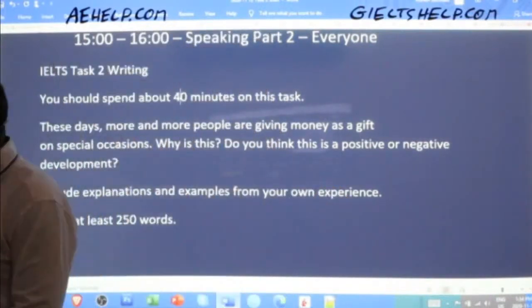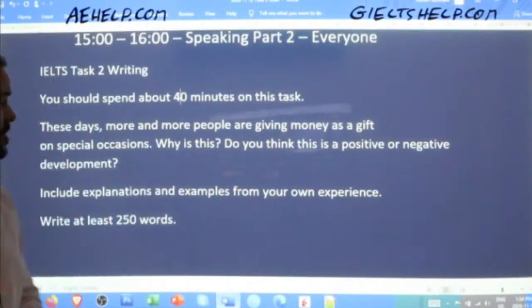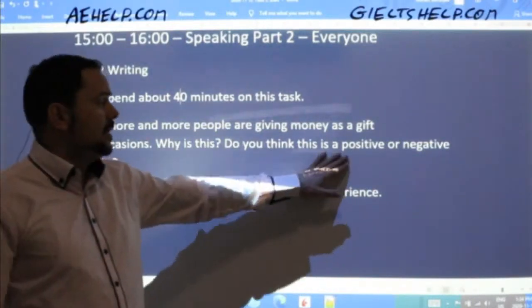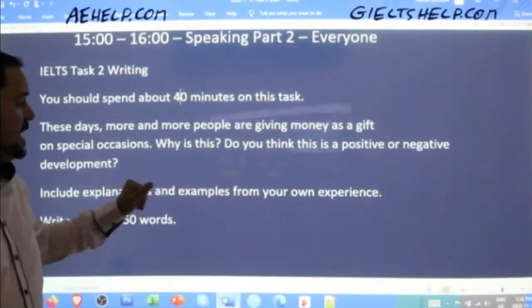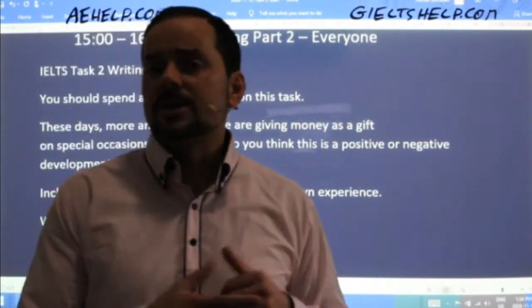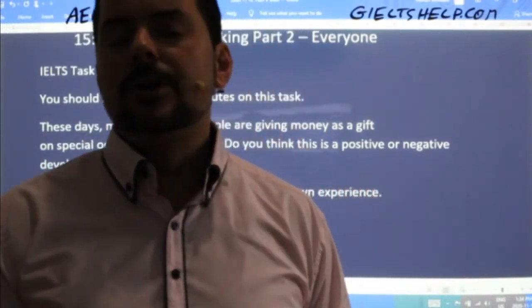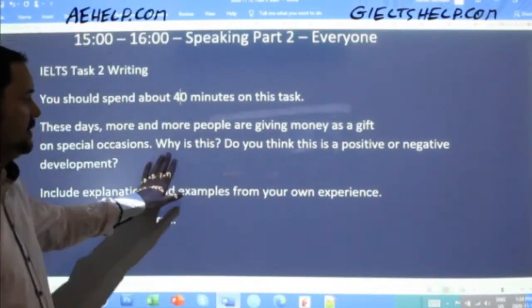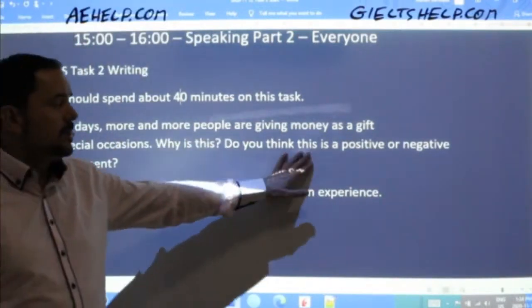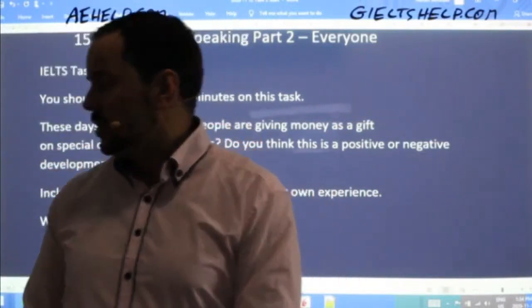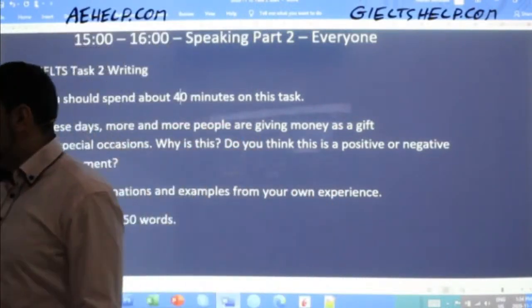And so it's kind of a multi-tiered question. You have to explain the reasons, and then you have to explain whether you think it's a positive or negative development. So you have to pay attention that you're answering multiple questions here that are not necessarily related. So the causes of why people are giving money and whether or not that's a positive or negative are not strongly connected necessarily. Hopefully you're realizing that right away.